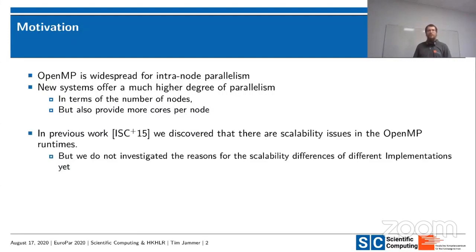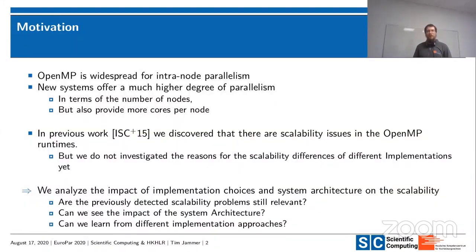In previous work, we discovered that there are some scalability issues with OpenMP runtimes, but we did not investigate the reasons for the scalability differences of different implementations so far. So in this talk, we want to analyze the impact of different implementation choices made and the system architecture on the scalability of the different implementations. We are curious if the previously detected scalability problems are still relevant today. And maybe we could learn something from the different implementation approaches that are taken by different implementations of the OpenMP standard. And also we are curious if we can see the impact of the system architecture.